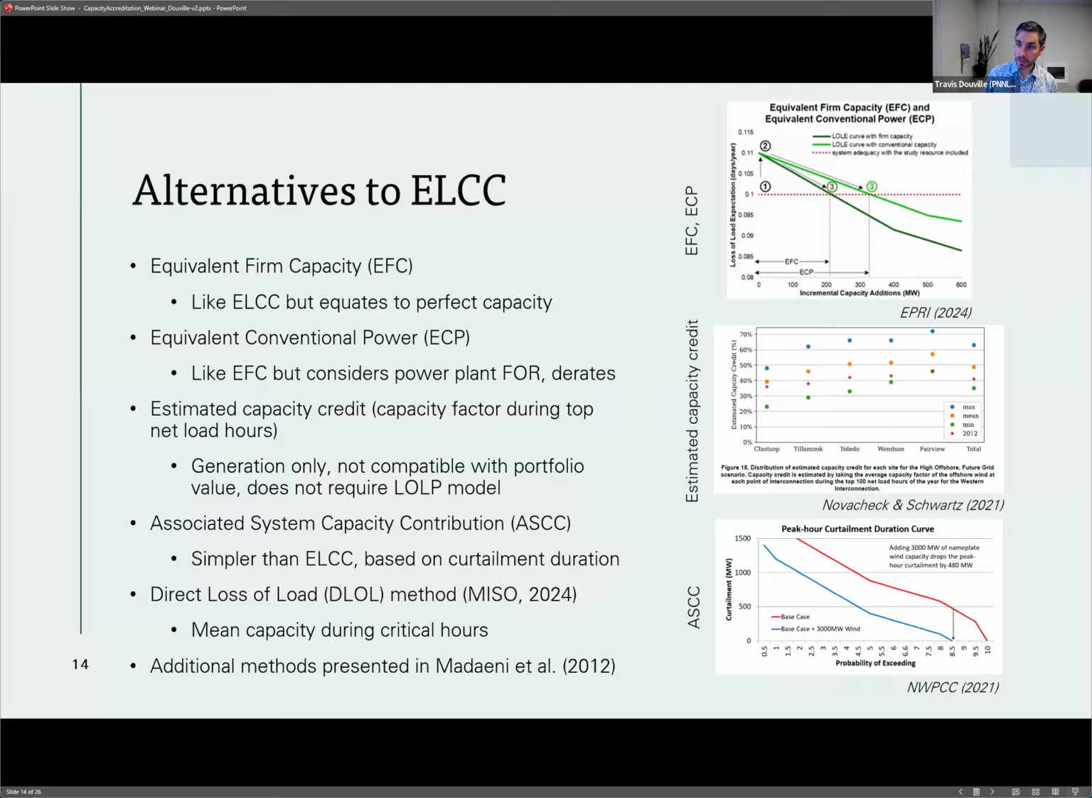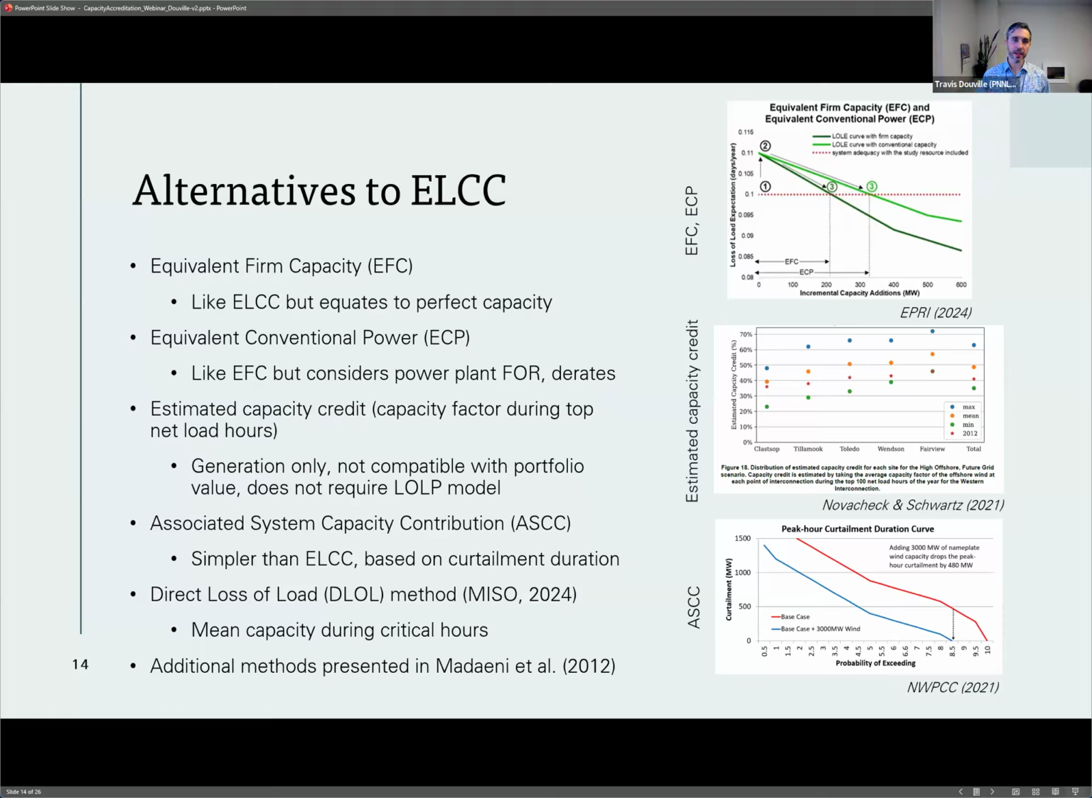Moving on to conventional capacity, which is not firm, is not perfect, and instead has planned maintenance, forced outage rate, and equipment derates included. The equivalent conventional power may be computed. This could be valuable when trading options against conventional generation alternatives. So you can see that when you account for these losses, outages, I should call them derates, outage rates, planned maintenance, you need more capacity than the perfect generator.